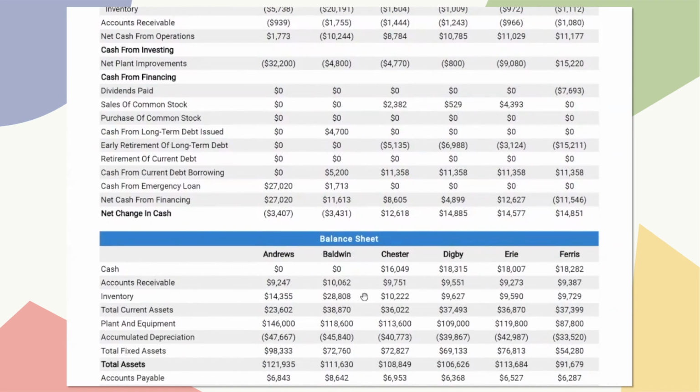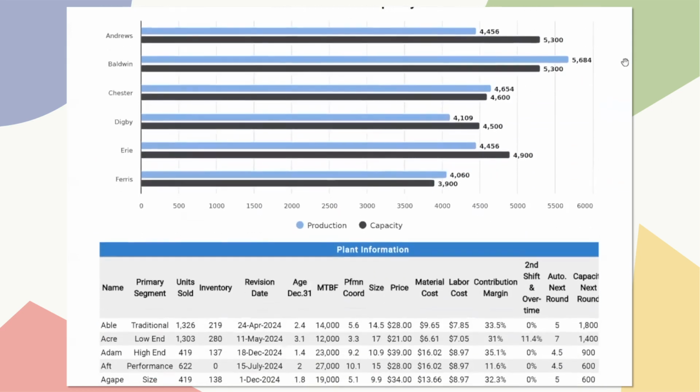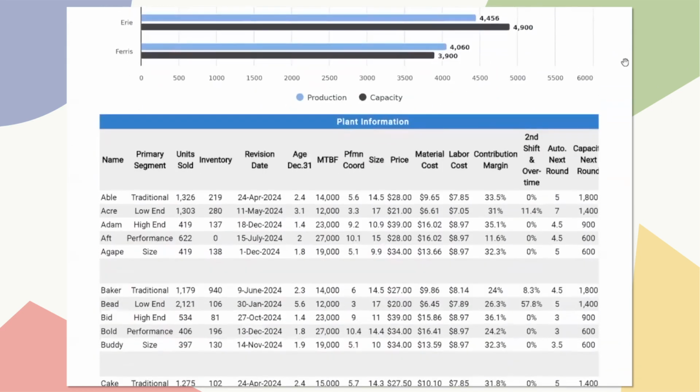We can investigate further by looking at the plant information on page 4. Now, carrying some inventory is a good thing. That means you avoided a stockout. You didn't run out of the product that your customers wanted to buy. We usually recommend carrying about 10 to 15% of sales as a good benchmark. If we look at Baldwin, you can see that they have a lot of inventory for their product Baker. This inventory line right here shows they have 940 units of inventory sitting for Baker.